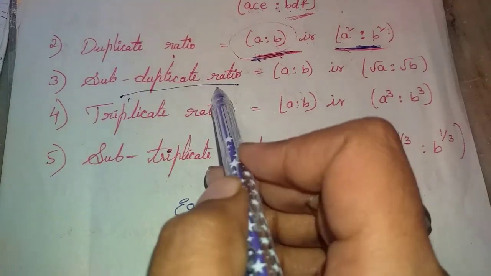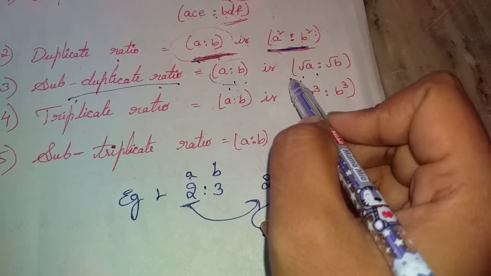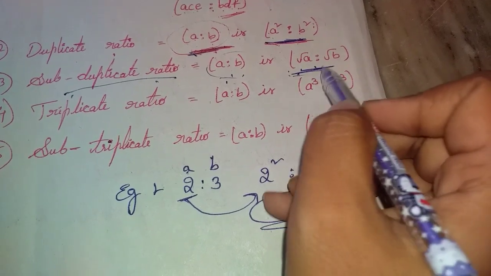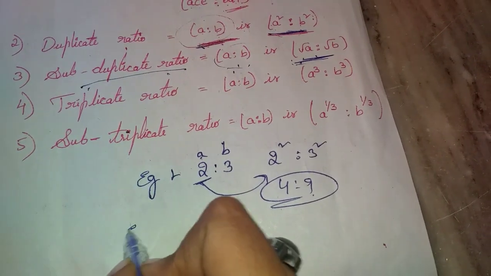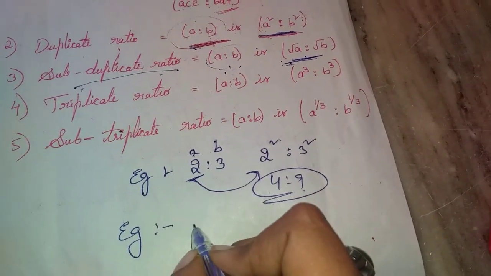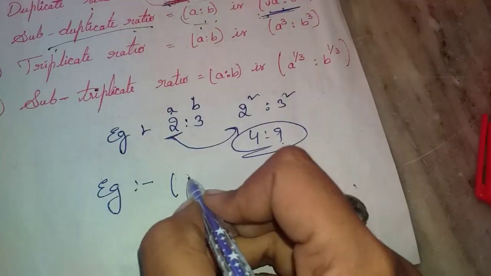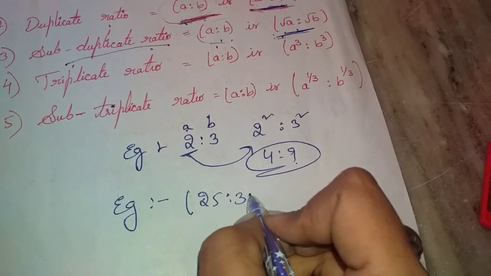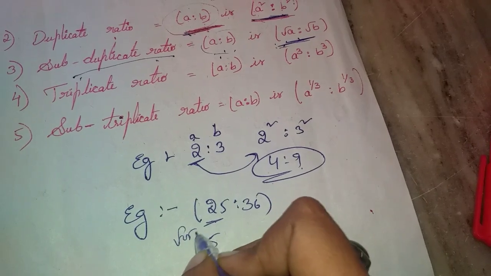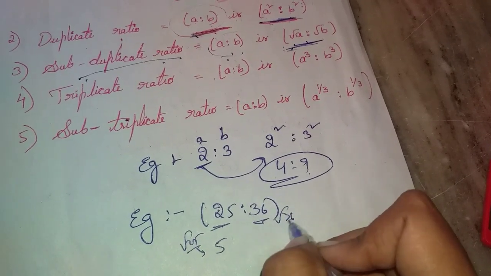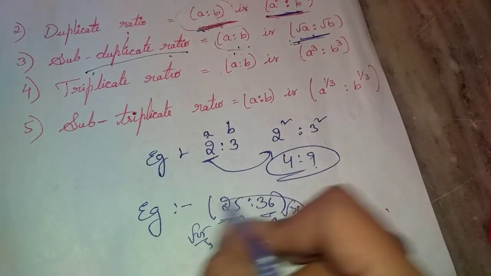Now coming to subduplicate ratio. If the given two numbers are in the ratio, then the ratio of their square roots means square root of A is to square root of B. For example, subduplicate ratio example. Here A is to B, the value is 25 is to 36. What is the square root of 25? Square root of 25 is 5. Square root of 36 is 6. 6 is for 36, 5 is for 25.